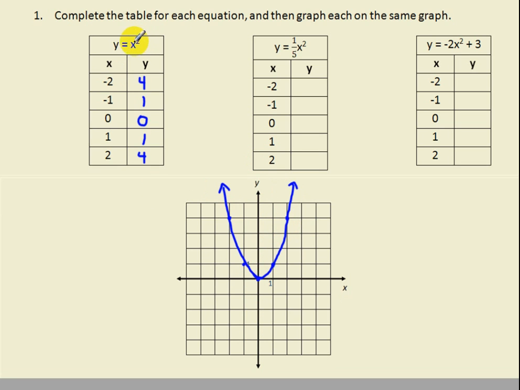So notice that anytime we have b equal to 0, such as here, here, and here, our vertex is going to be somewhere along the y-axis. It's going to depend on the value of c in that particular case. And so here we have our basic parabola, and now let's see what happens when we change the value of a and or the value of c. So in the second case, we have 1/5 x squared. We already know the value of x squared for each of our values of x.